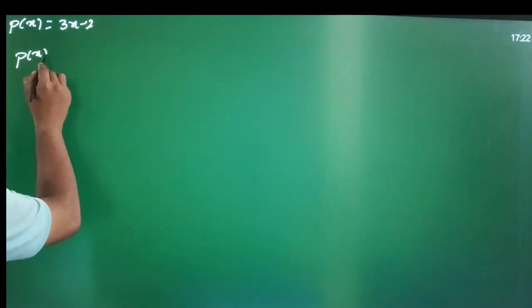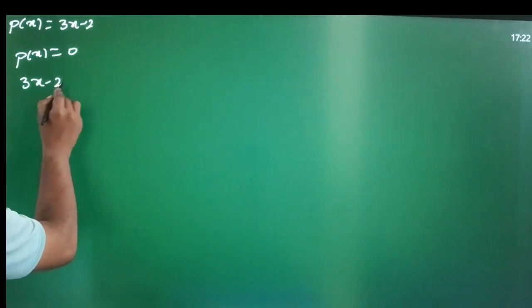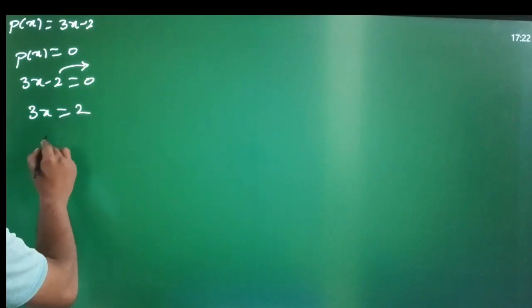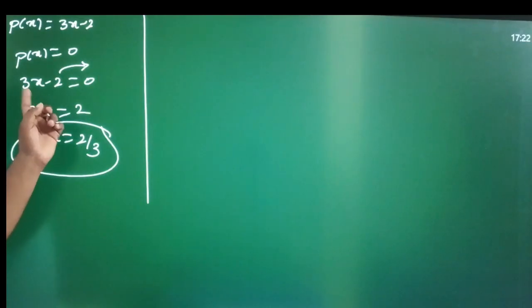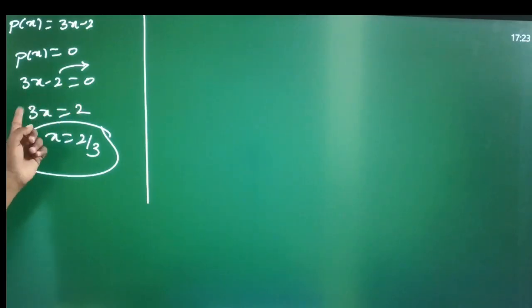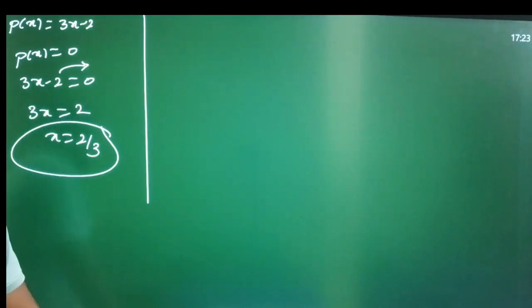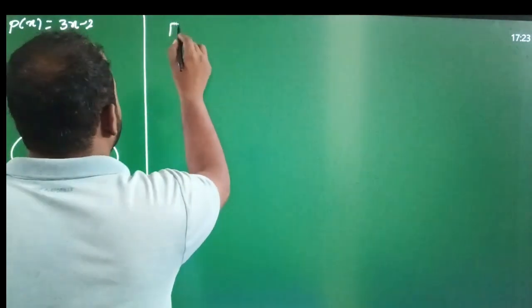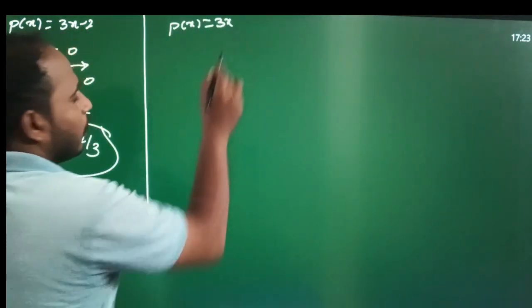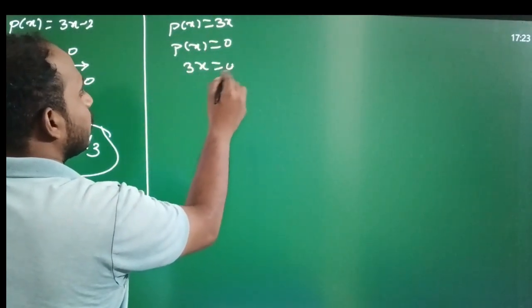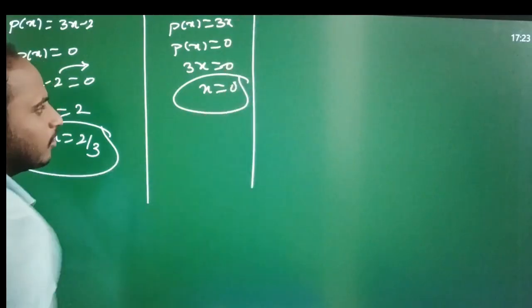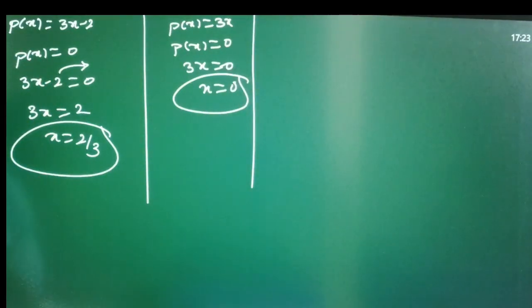Next, p of x equals 3x minus 2. Now we equate p of x to 0, therefore 3x minus 2 equals 0. Now minus 2 is transferred to this side, 3x equals plus 2, x equals 2 by 3. Next one, p of x equals 3x. Now p of x is 0, therefore 3x equals 0. That means x is 0.